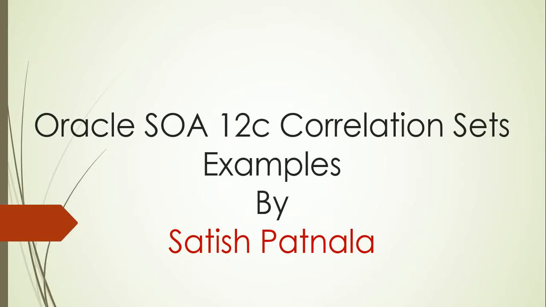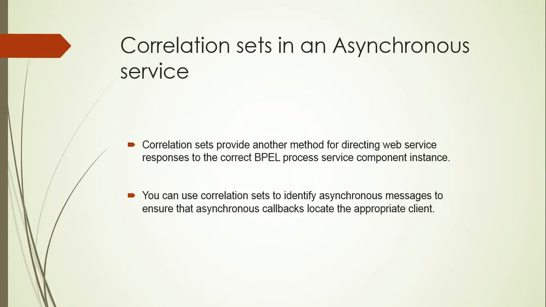Hello friends, in this session we'll discuss Oracle SOA 12c correlation set. Correlation sets in asynchronous service. A correlation set provides another method for directing web service responses to the correct BPEL process service component instance. You can use correlation sets to identify the asynchronous messages to ensure that asynchronous callbacks locate the appropriate client.